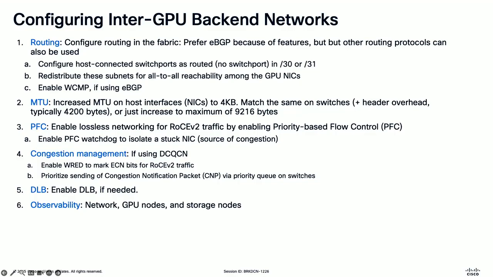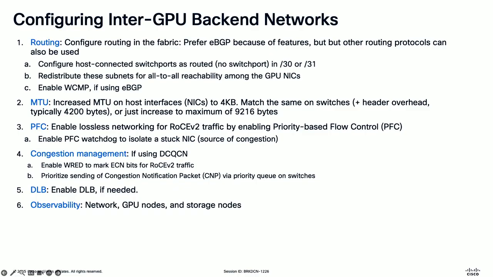Then we run a routing protocol in the network. You can use any routing protocol that you like. We recommend eBGP because there are some specific features in eBGP for that. And just maybe redistribute the routes, or there might be other ways. You might have some preferences of how you make the communication work between the subnets.